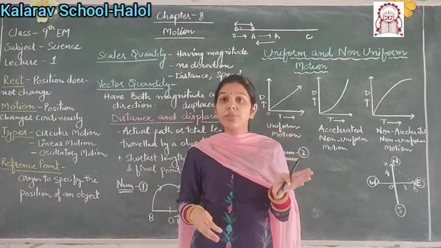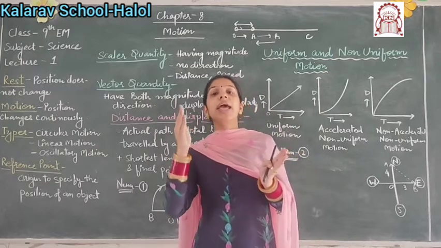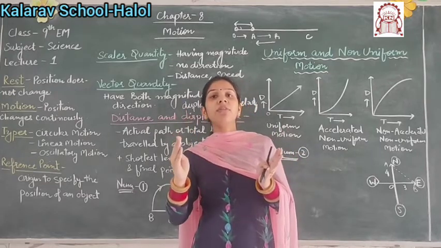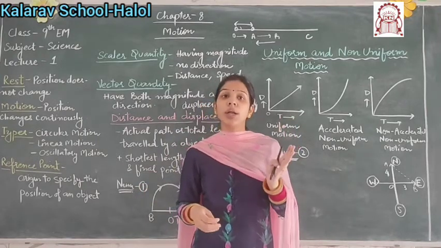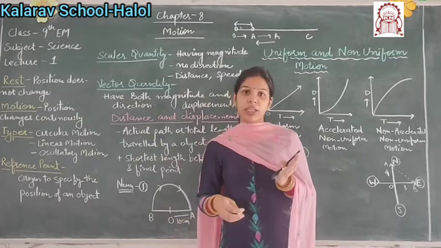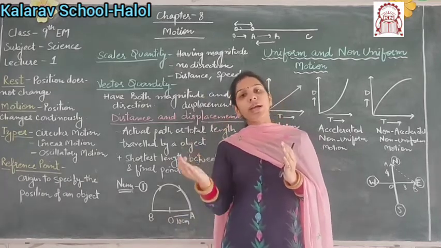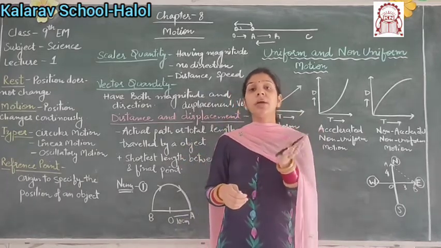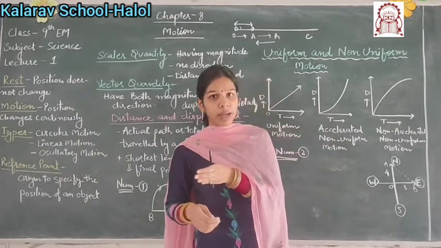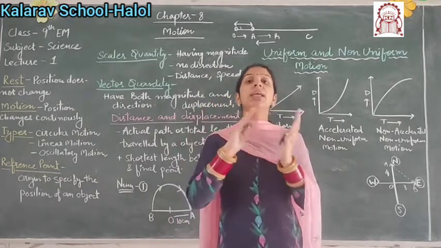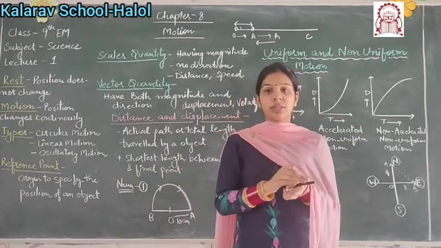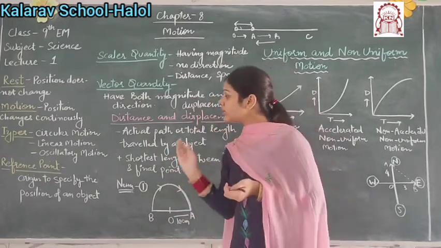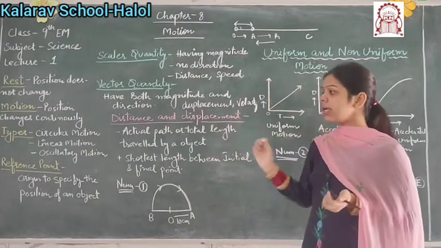So distance is the total length, displacement is the shortest length. Distance is always positive, but displacement can be positive, negative or zero. Distance is a scalar quantity because there is no need of direction. Displacement is a vector quantity. Distance can be equal to displacement, but displacement can be equal to distance or it may be less than distance. So here is all about distance and displacement.